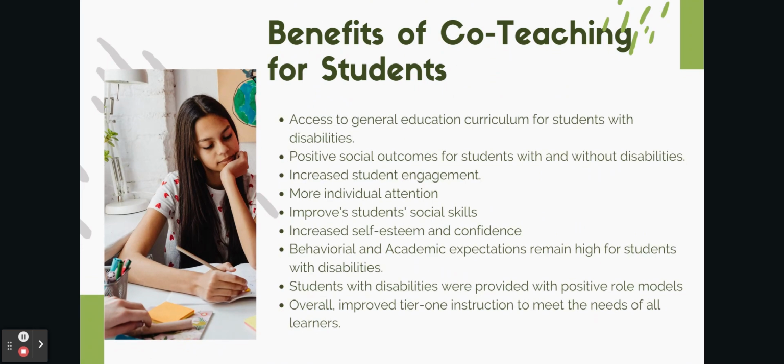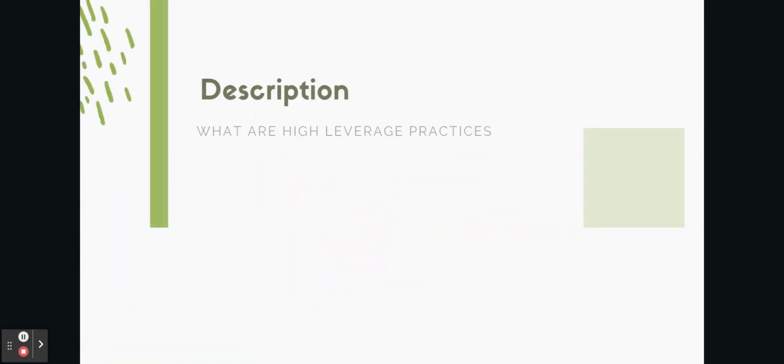What are the benefits of co-teaching for students? Access to general education curriculum for students with disabilities. It provides social outcomes for students with and without disabilities. It increases student engagement, more individual attention, improvement of a student's social skills, increased self-esteem and confidence, and behavioral and academic expectations can remain high for students with disabilities. Students with disabilities were provided with positive role models and overall improved Tier 1 instruction to meet the needs of all learners.